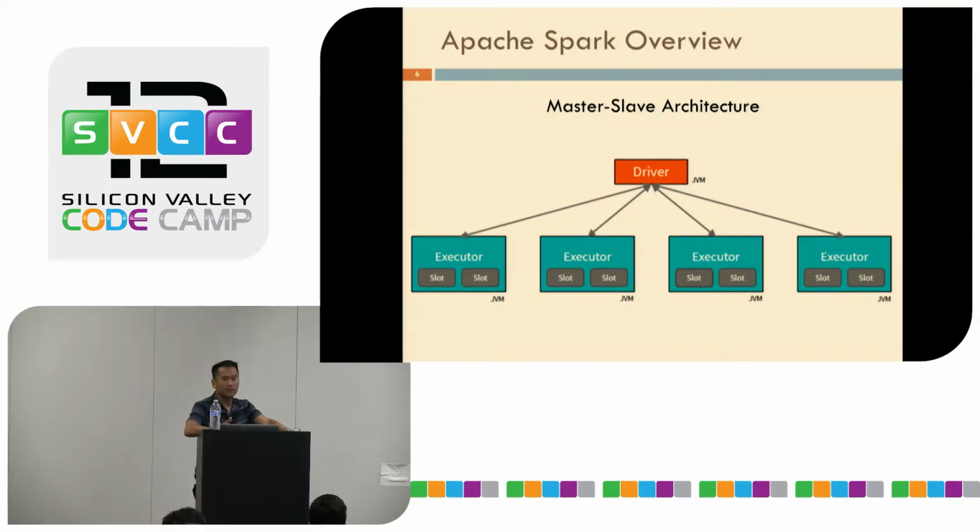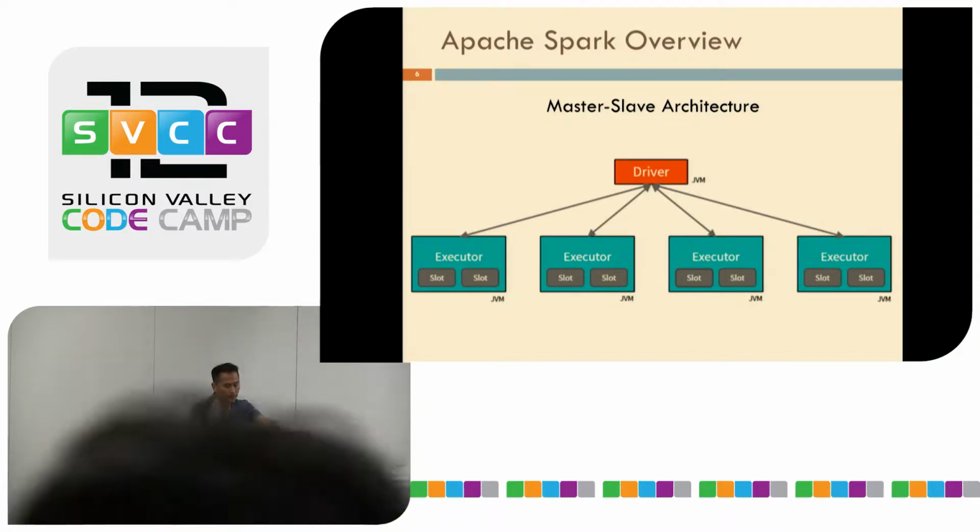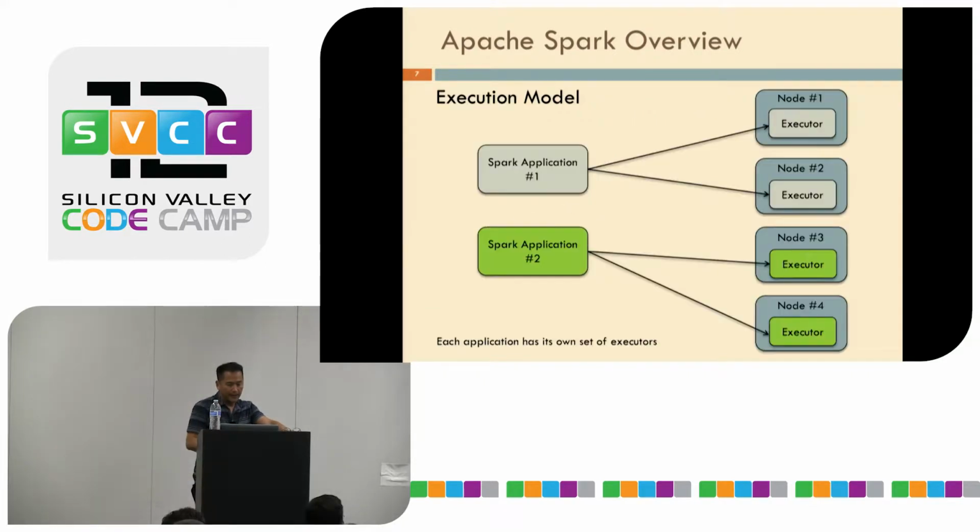And this is considered slots. Slots meaning the cores on your nodes, on the cluster, on the machines in the cluster. So a little bit more detail in terms of the execution. If you submit a Spark job, how does that work? How is this different than the MapReduce world?